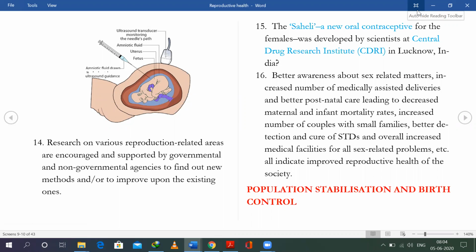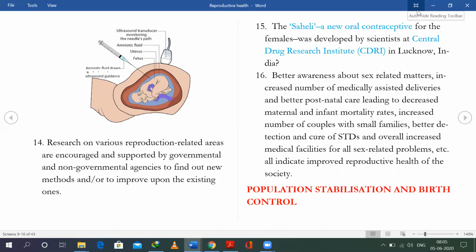So this is my third session, third lesson in reproductive health. We are dealing with the third part of it, portion 3. In here we'll deal with population stabilization and birth control. Population stabilization and birth control is the next segment in reproductive health.